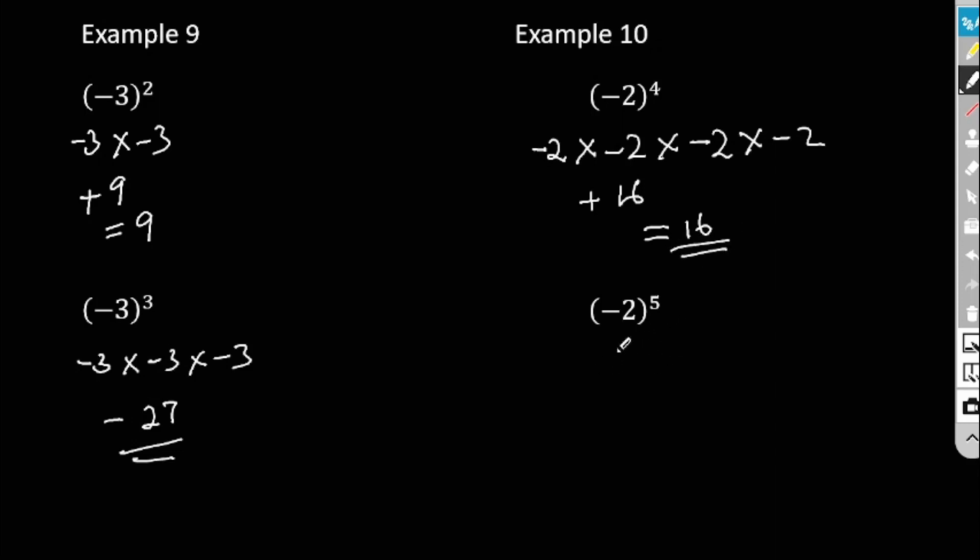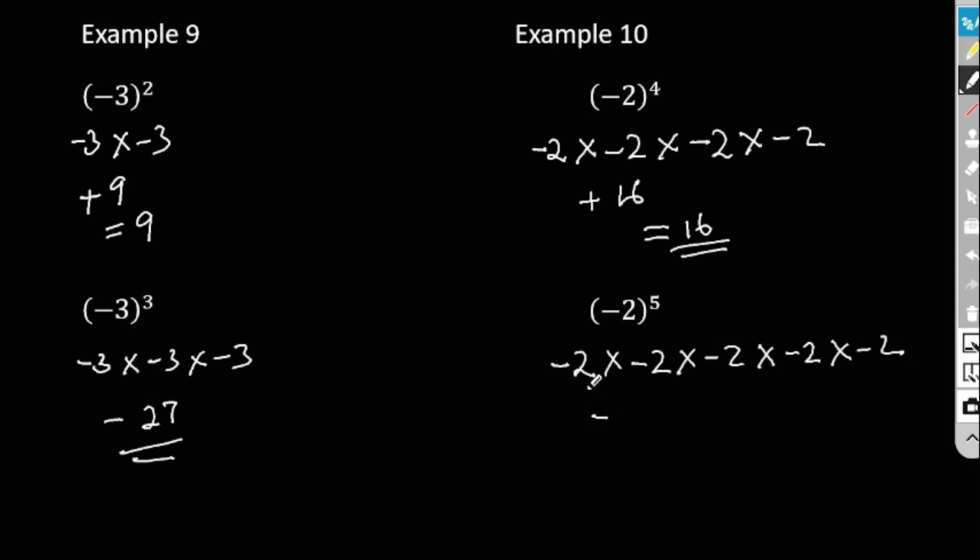The other example, we have negative 2 to the power of 5. This simply means negative 2 times negative 2 times negative 2 times negative 2 times negative 2. That is negative 2 multiplying by itself 5 times. Start with the signs first. Negative times negative gives us a positive. Times this negative gives us a negative. Times this one gives us a positive. Times this one becomes the final product as a negative.